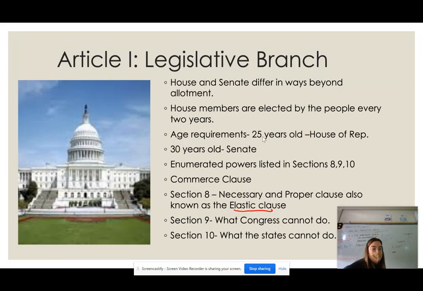All right. The enumerated powers of the Constitution, again, these are the powers that are listed in the Constitution. In Section 8, we find the necessary and proper clause. This is also known as the elastic clause because it stretches the power of the federal government. It also makes the federal government and the Constitution more flexible, meaning, again, that it can stretch, they can bend it certain ways, right, in order to get certain jobs done. Section 9 tells us what Congress can't do. Section 10 tells us what the states cannot do. And this is all of Article 1 of the Constitution.